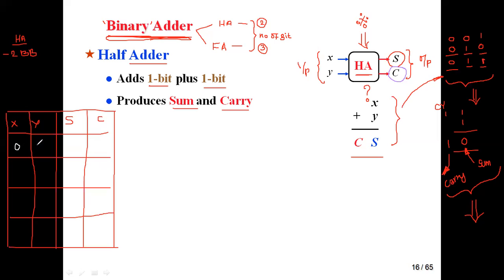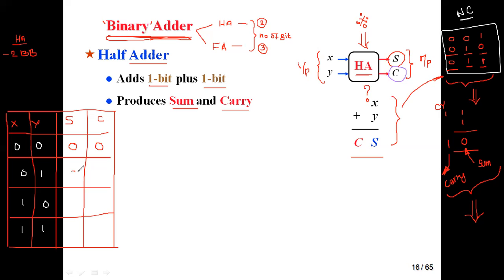Inputs may be 0 0, or 0 1, since it is binary, or 1 0, or 1 1. So what will be the result? At the time of adding two numbers 0 0, sum is equal to 0. There is no carry. That means in all these three cases there is no carry. We already discussed all these three categories. No carry will be set.